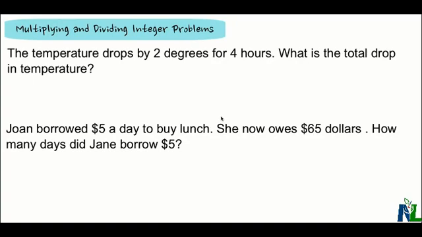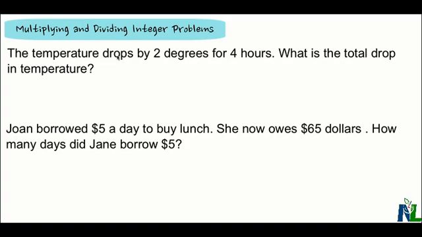There are various real-world problems that involve us needing to multiply and divide integers. So here's a couple of examples. There's many more. The temperature drops by 2 degrees for 4 hours. What is the total drop in temperature?